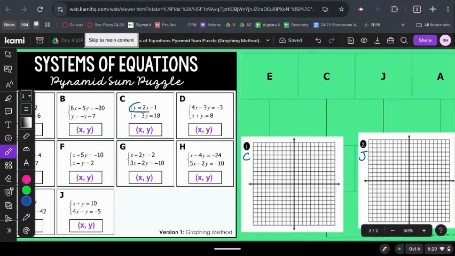So in C, I can just automatically graph this because it's already in y equals mx plus b. So when I've got y is equal to 2x minus 1, I know I need to start at -1 on the y-axis. So I go down to -1. And then 2 is the same as 2 over 1. So that's a rise of 2, run of 1, up to right 1.